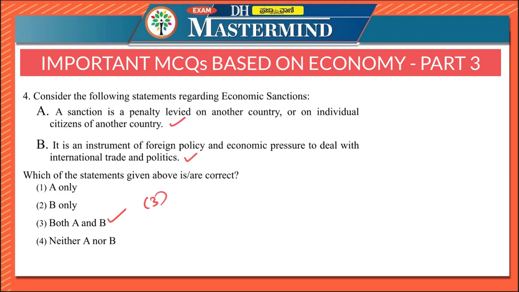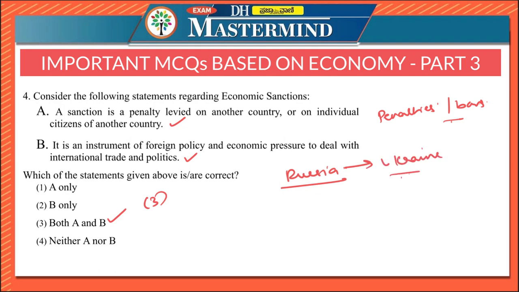What are economic sanctions? Economic sanctions are nothing but penalties or bans that are levied against a country to push it to modify its strategic decisions. Recently, Russia faced this economic sanction as Russia invaded Ukraine. As Russia invaded Ukraine, most of the Western countries imposed sanctions on Russia. So, these are penalties or bans levied against the country, in this case Russia, to push it to modify its strategic decisions. Here, the strategic decision is to stop invading Ukraine.